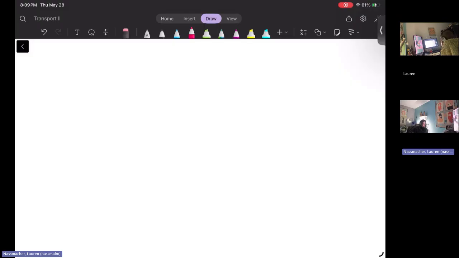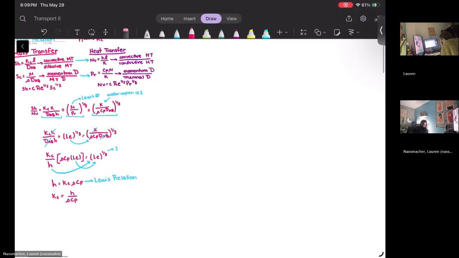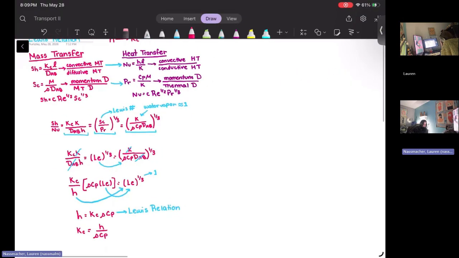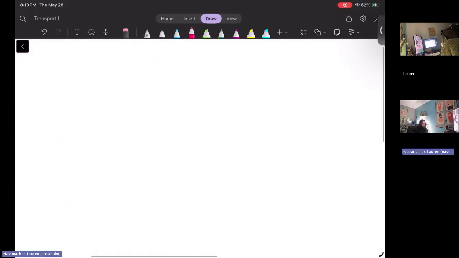After determining and deriving the Lewis relation, from here we're going to do an example of creating a relationship between a wet bulb temperature and an adiabatic saturation temperature using the Lewis relation, of course, as well as eventually deriving an expression for the molar concentration of air in terms of dry and wet bulb. So let's start by drawing a wet bulb and then draw an adiabatic saturation temperature.